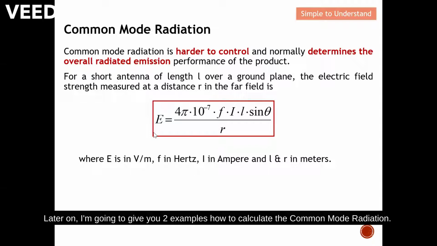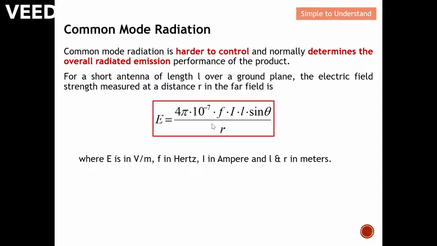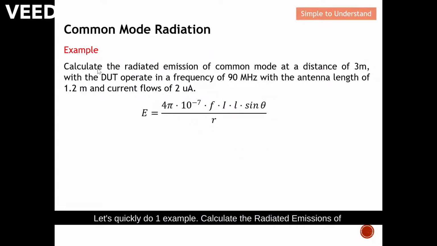Okay, later on, I'm going to give you two examples of how to calculate the common mode radiation. Okay, so the E is in terms of V over m, f in terms of hertz, I in ampere, and the length and the distance of observance in meter. Let's quickly do one example.